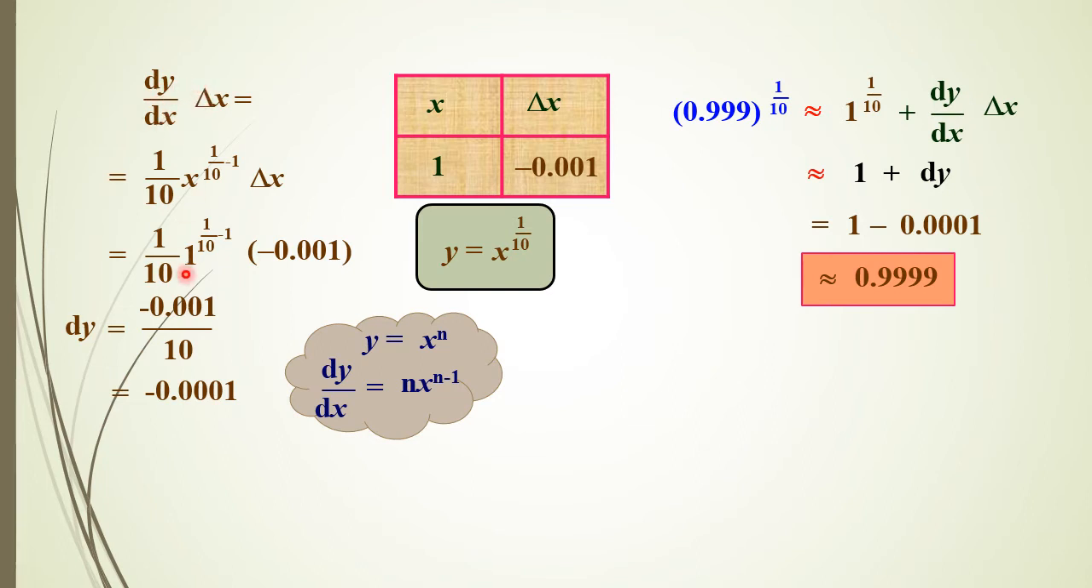Substitute directly its full value in this equation. So 1 raised to 1 divided by 10, in the sense it is 1 only, plus this full value of dy by dx into delta x, which we have determined already. So 1 minus this much will be how much? It is 0.9999. This is the approximate value of the 10th root of 0.99.